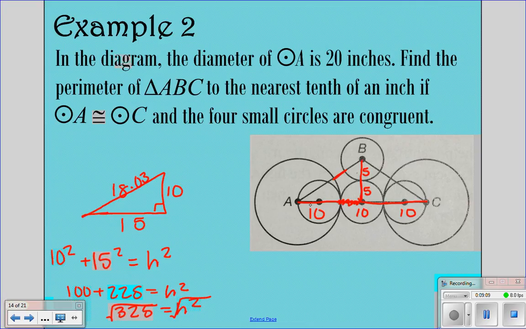So now I'm going to add. This side length here is 18.03. This side length here is also 18.03 because it has the same height and base for the triangle. And then this bottom piece has a length of 30. So if we say 30 plus 18.03 plus 18.03, and you add those together, you should get 66.06, but it said to round to the nearest tenth. So that would be 66.1. And it's in inches, so our units would be inches. Okay, so that's how that one would work.